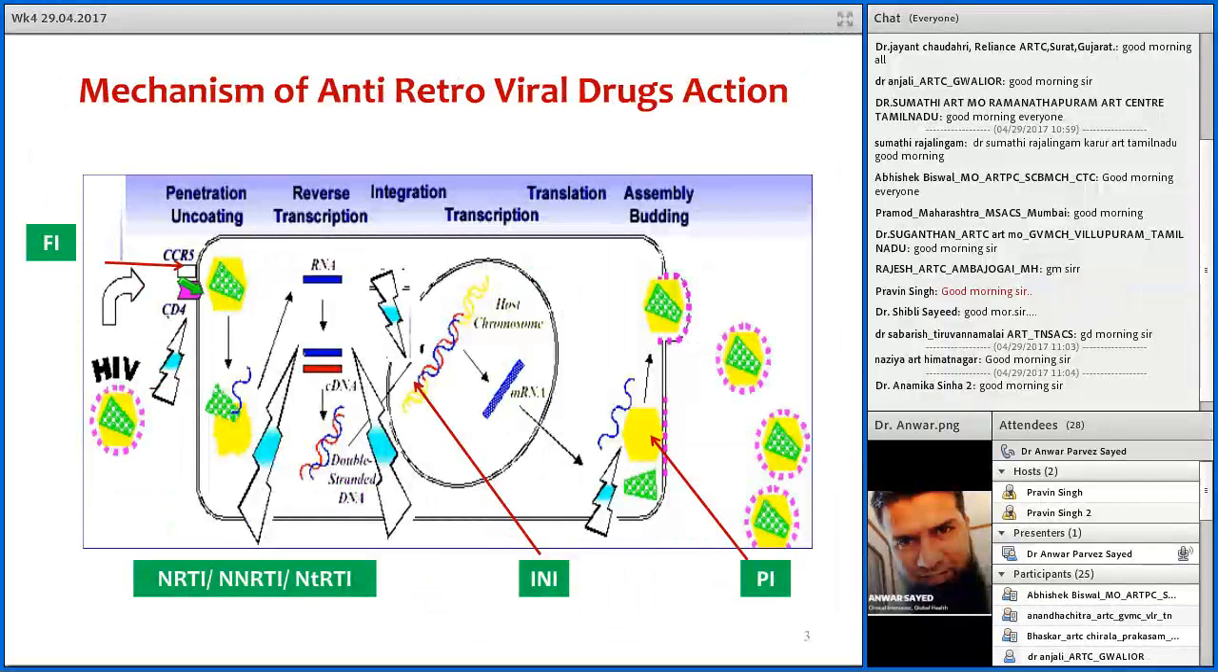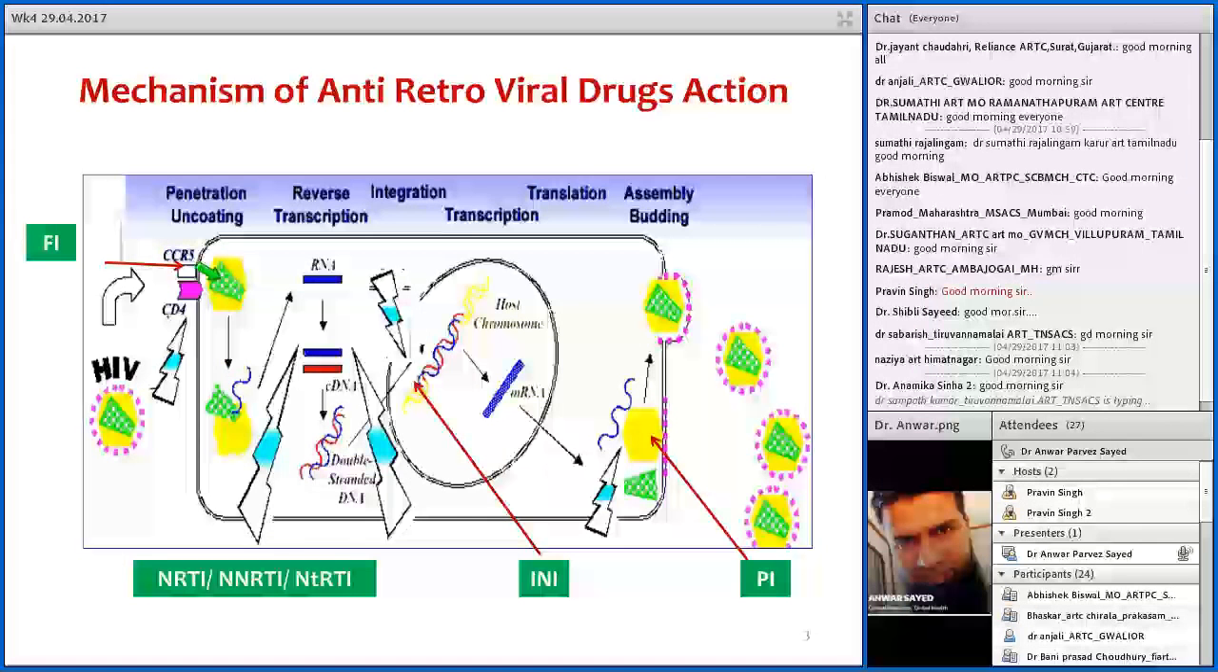We also talked about how these drugs act. This is a separate or different picture than what we had seen earlier, but it is talking about the same things. This is the nucleus of the CD4 cell. This is the CD4 cell as a whole, and this is the CD4 receptor on the T lymphocyte, and CCR5 co-receptor. The HIV virus gets attached to the CD4 receptor along with the co-receptors. It enters into the cytoplasm.